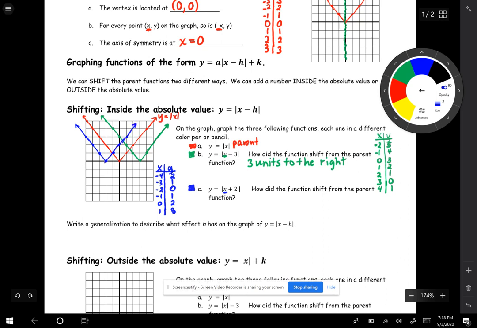Okay. How did the function shift from the parent there? So hopefully you notice it went in the opposite direction, and by how many units did the vertex change? So basically you're looking at the vertex. So you go from 0, 0 as the vertex for the parent to negative 2, 0. So it means it shifted 2 units to the left.